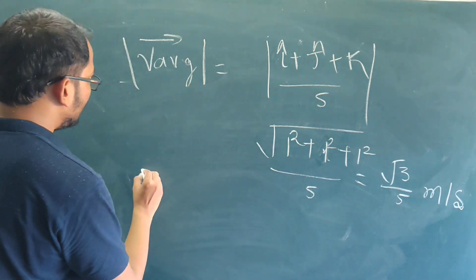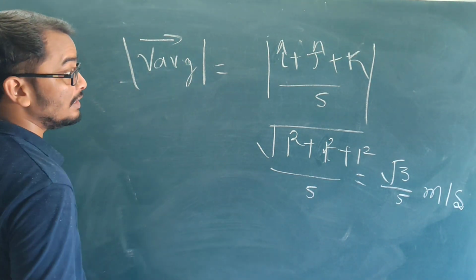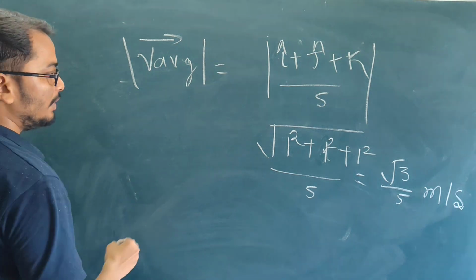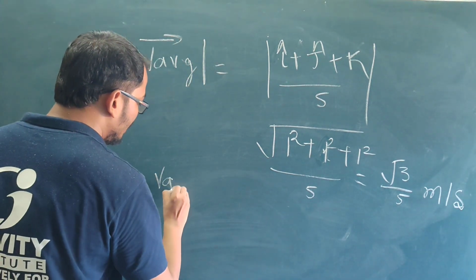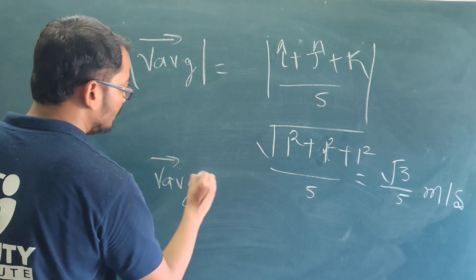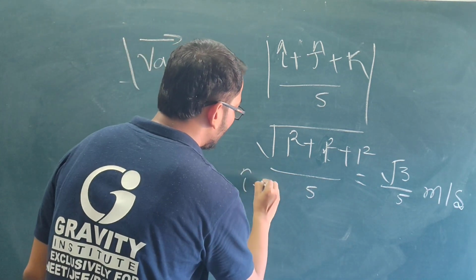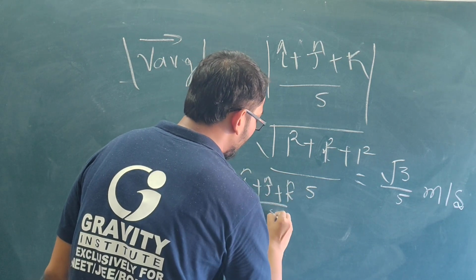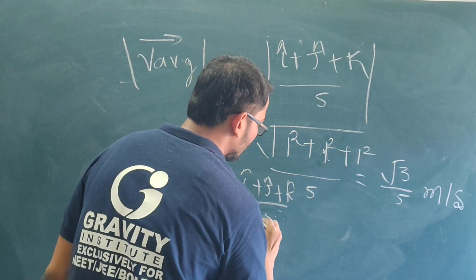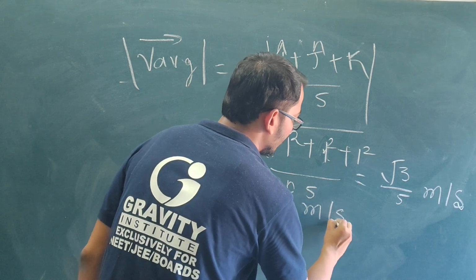And what is the average speed? I am talking about the average speed. Average speed is root 3 by 5 meter per second. What is the average velocity? Average velocity is (i cap plus j cap plus k cap) divided by 5 meter per second.